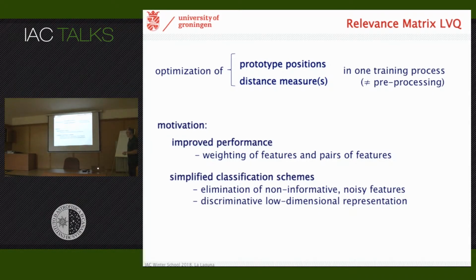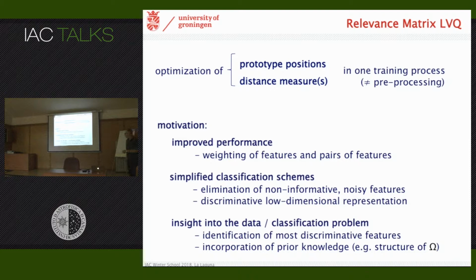Then forget about that. We also can get a discriminative low-dimensional representation. I will show you an example of the data. We can obtain insight into the data. We can find which are the most important features in your data set that determine the class memberships. We can also try to incorporate prior knowledge by imposing some special structure on omega if we already have an idea about the interplay of the different features.